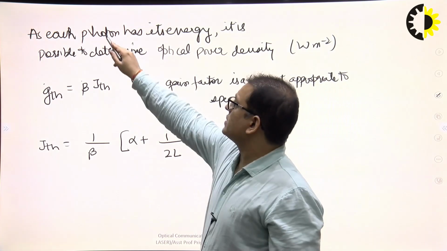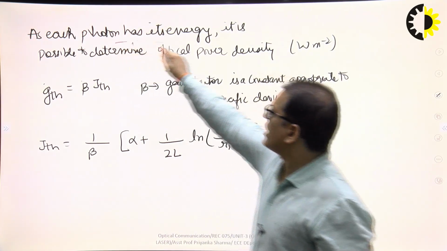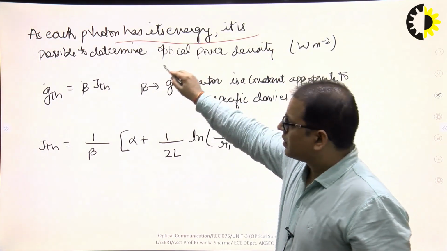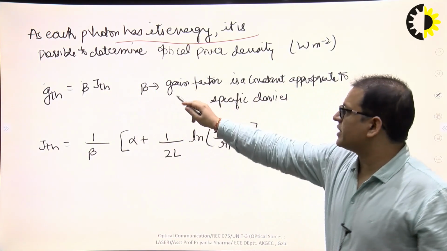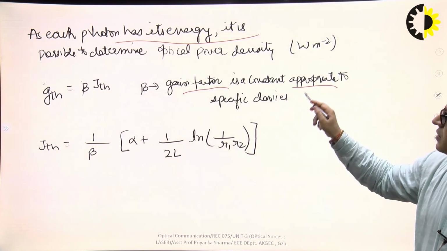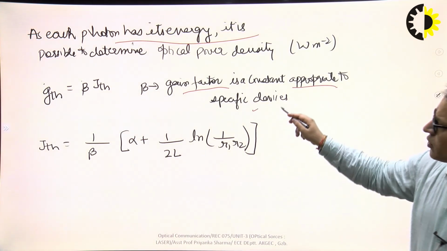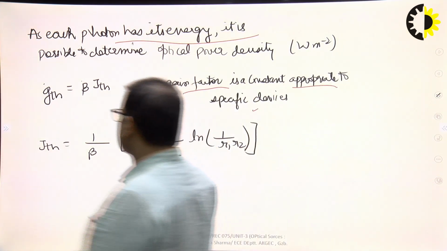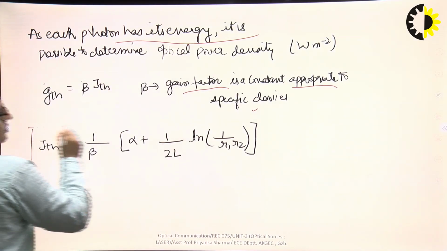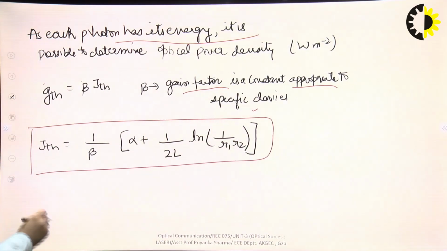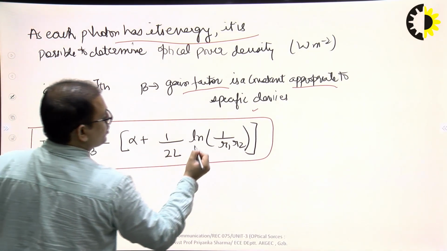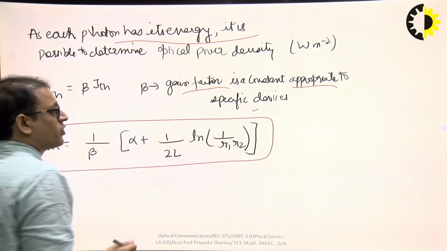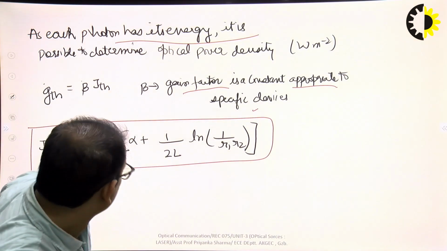As for the photon density, each photon has its energy, that is equal to JTH equal to beta into JTH. Beta is the gain factor, a constant appropriate to the specific device. That means the minimum threshold condition for the current density will be equal to 1 upon beta, alpha plus 1 upon twice L, ln of 1 upon R1 into R2. Clear?